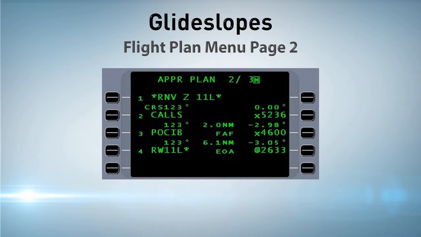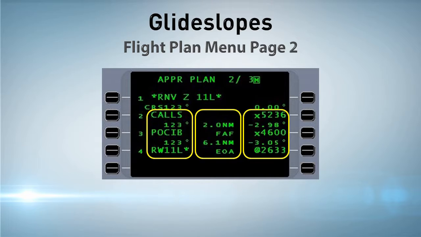The best way to find out about vertical navigation in the FMS is to use the approach plan page. You will see the waypoints, mileage information, glide slopes, and altitude information. Note that the glide slope going into POSEB is 2.98 degrees.